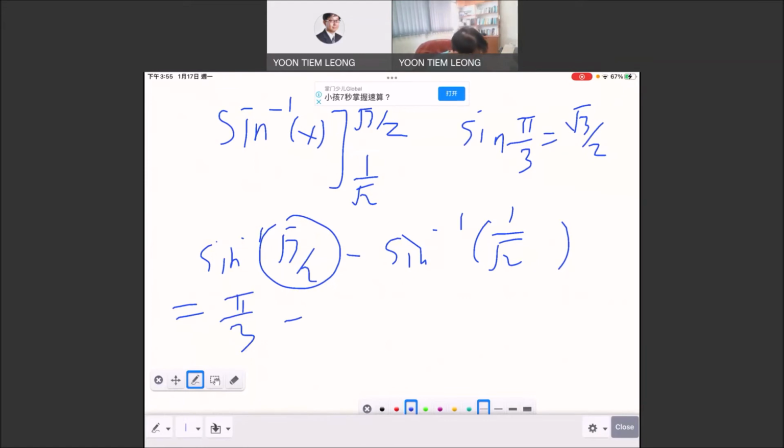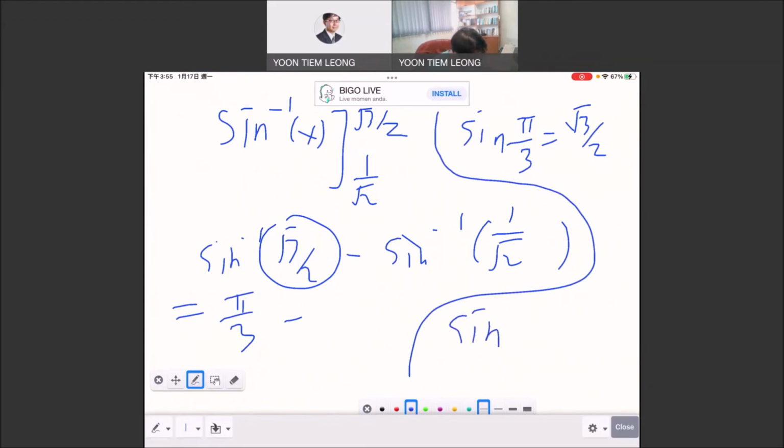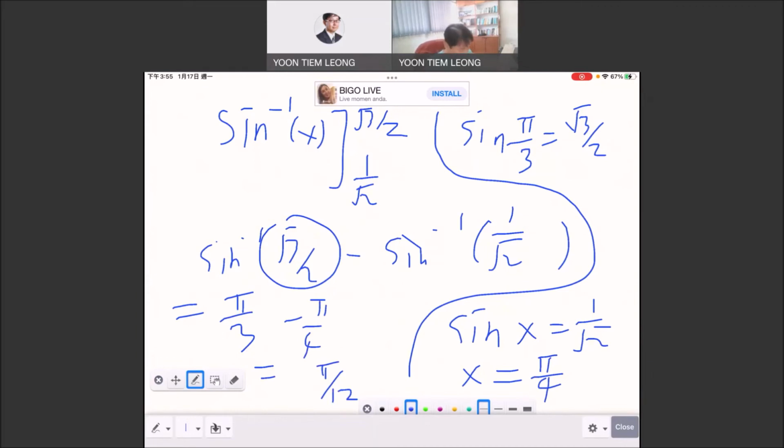So can you recall what is the value of theta when you get 1 over square root of 2? Okay, I think here the angle is 45 degrees. 45 degrees is pi over 4. I hope that I do not remember this wrongly. So that would just become pi over 4. Then it becomes pi over 3 minus pi over 4, which is pi over 12. So the answer for this is just this one.